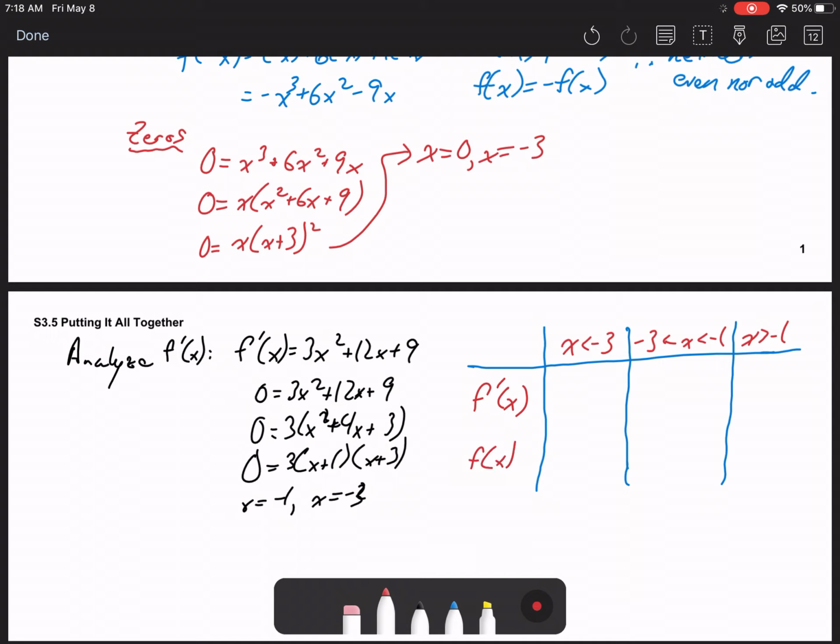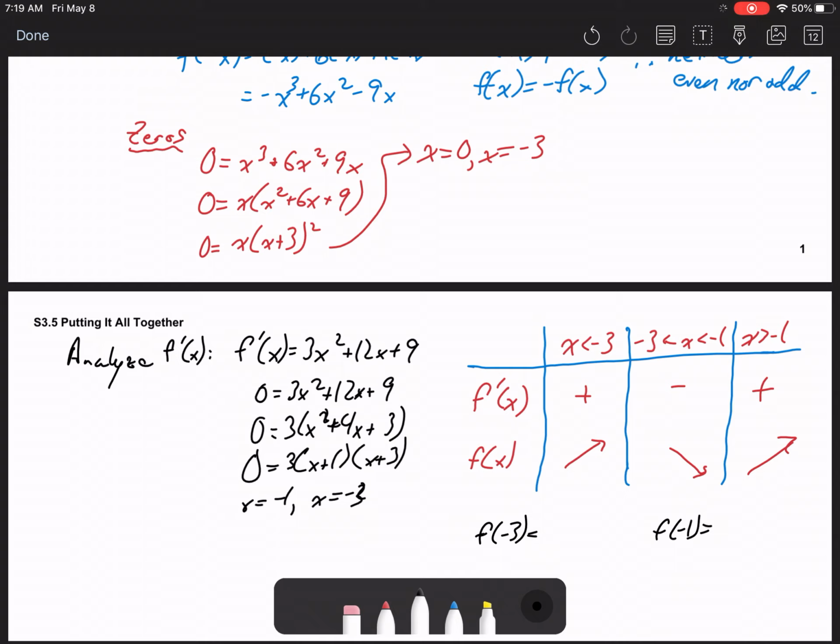Okay, so it's a quadratic opening upwards, so that's going to be plus, minus, plus. So that means it's going to be increasing, then decreasing, and then increasing. So that means f at -3 should be a value that gives me something interesting. f at -1 also gives me a value that's interesting.